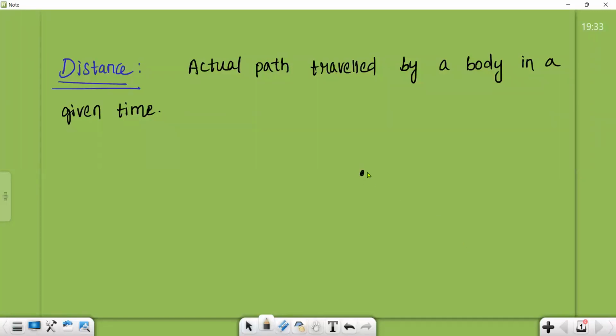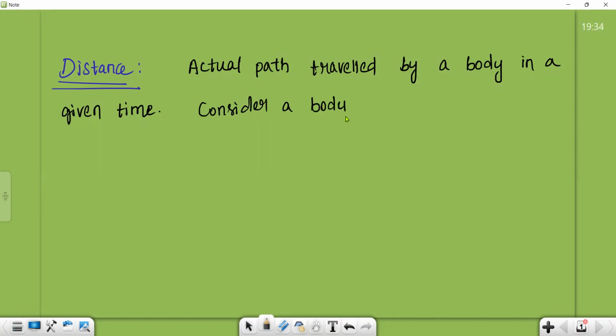Suppose I'm considering an initial position and this is the final position. The displacement is the shortest distance between the initial position and the final position, in a straight line. So let me write the exact definition, then it will be clear to you. The actual path traveled by a body in a given time is called distance. Suppose consider a body.